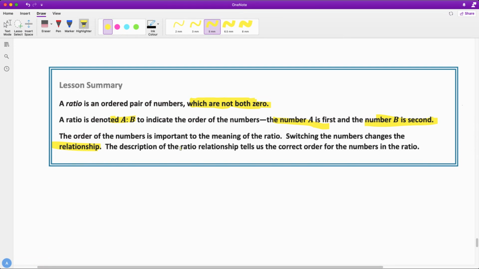The description of the ratio relationship tells us the correct order of the numbers in the ratio. So that's why it's very, very important that you guys understand that order matters. A to B is not the same as B to A. And once we start going through some examples of how to solve for this and applying it, you'll see why it's a big deal not to put them the same, or how you would know that they're not the same. All right, that is it for this video.